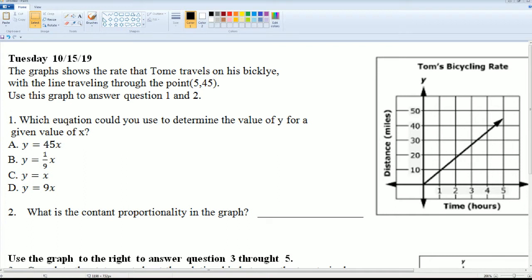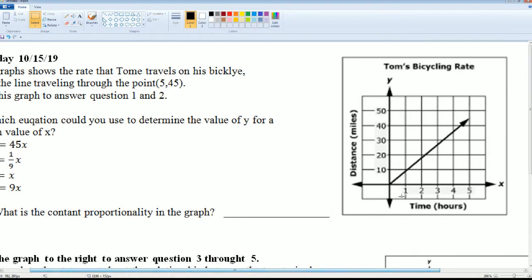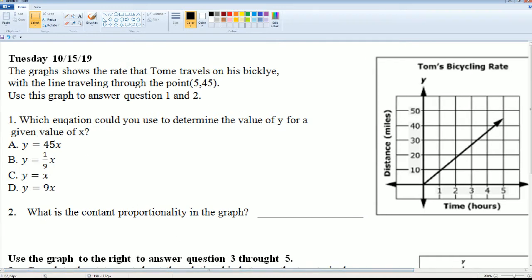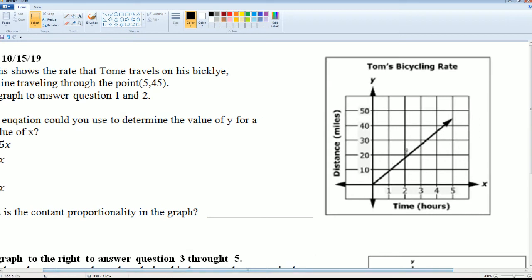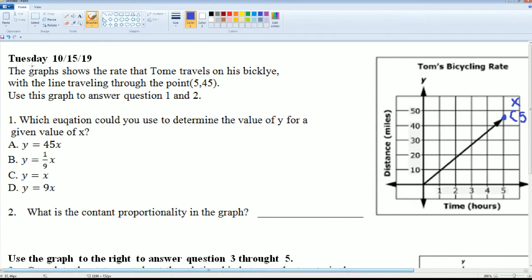It says the graph shows the rate at which Tom travels on his bike. Here is time on the x-axis and distance on the y-axis, with the line traveling through the point (5, 45). Let's put that point in here. So the x is 5 and the y is 45. Which equation can be used to determine the value of y for the given x?